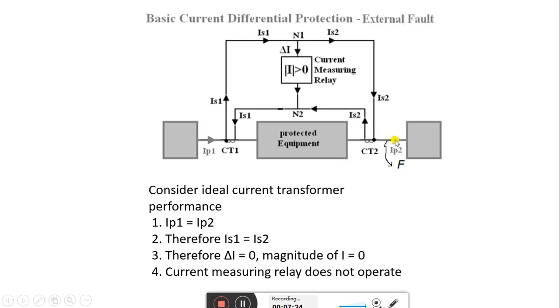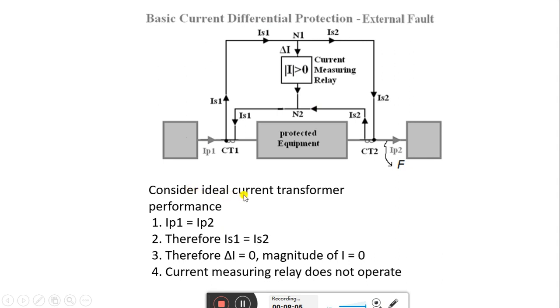So we have defined this area as a protected zone, and let us say fault F is here, so it is lying outside the protected zone. This is CT1 and this is CT2, and this is the current measuring relay which measures the difference of the current entering. If that current value is greater than the set value of current, then this relay will operate, otherwise the relay will not operate.